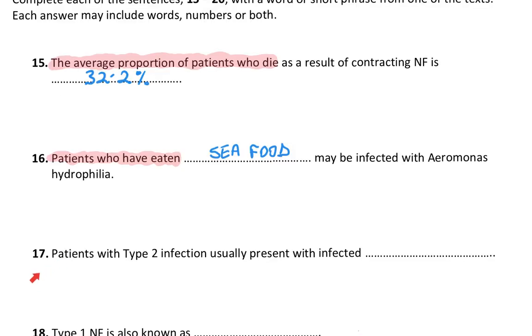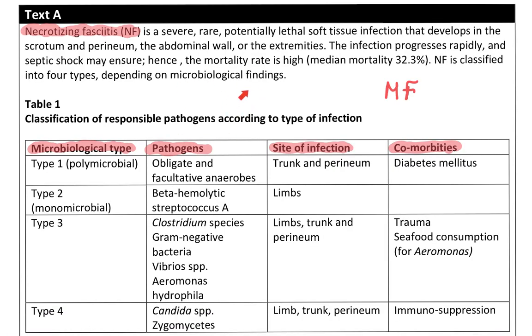Question 17. Patients with type 2 infection usually present with infected dash. So guys, we are looking for infection type 2, okay? We go to the text that contains infection. Then we look for type 2, what they usually present with. So guys, the question is about the infected part of the body, okay? They are infected with. So we are looking for a site or part of the body.